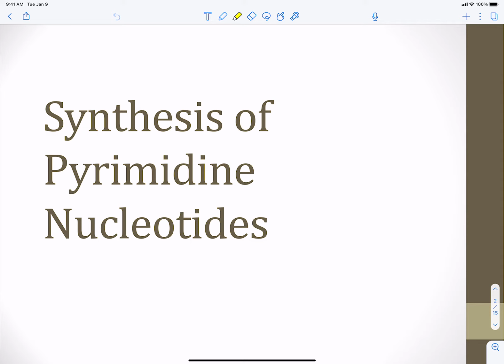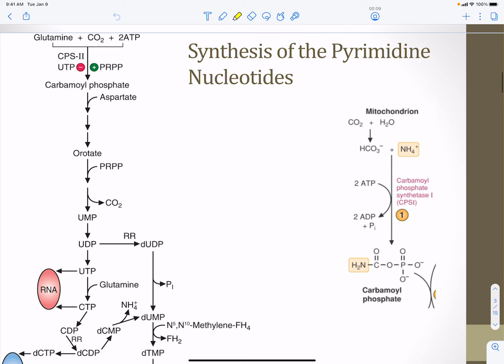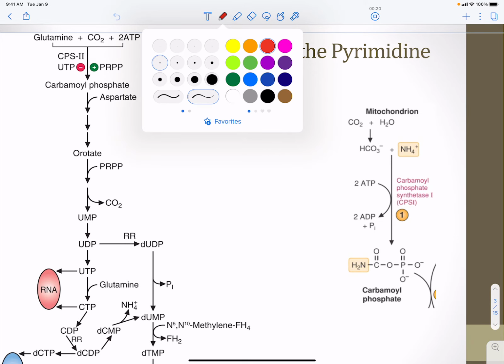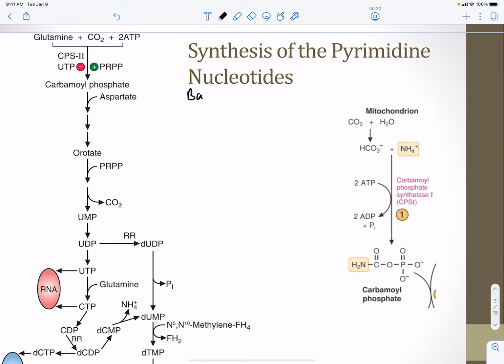Okay, so here we're going to talk now about the synthesis of our pyrimidines. Now, in the synthesis of pyrimidine nucleotides, the base is synthesized first and then it is attached to the ribose. So in this case, you have base first, then attached to ribose or sugar.